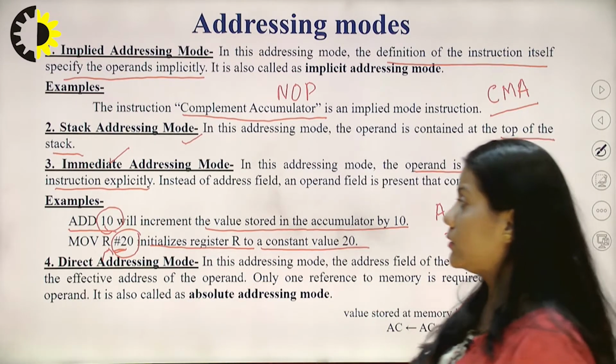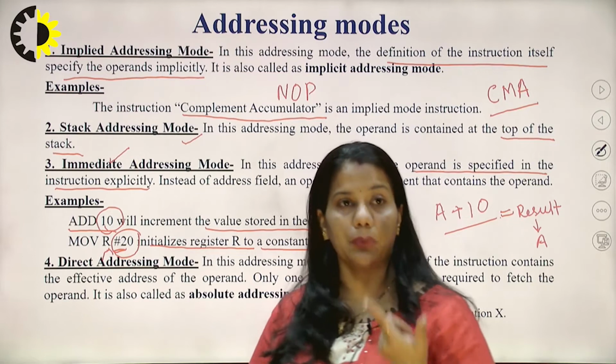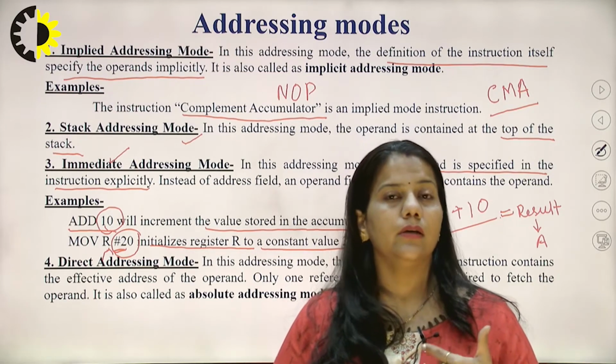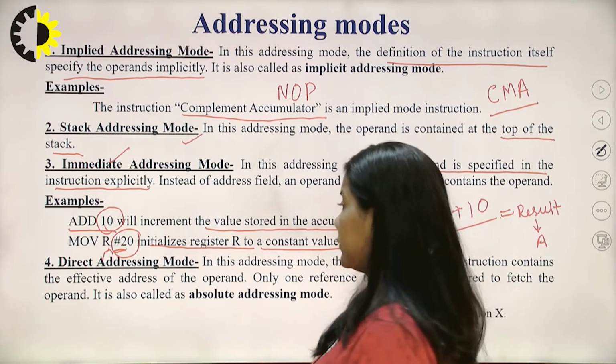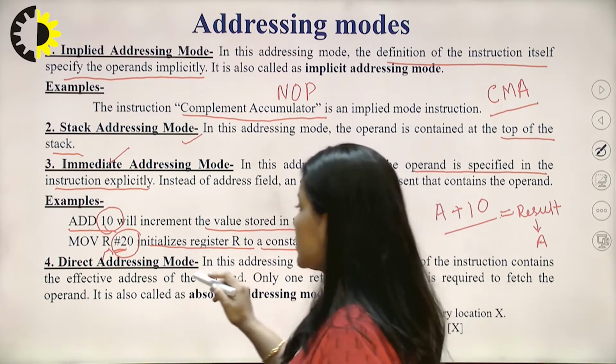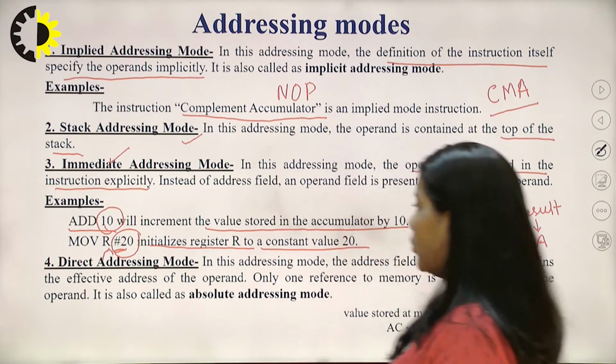So, this is the way of copying the value 20, that is the immediate value, to the register R. So, this is the immediate addressing mode. Now, we come to the next, that is direct addressing mode.